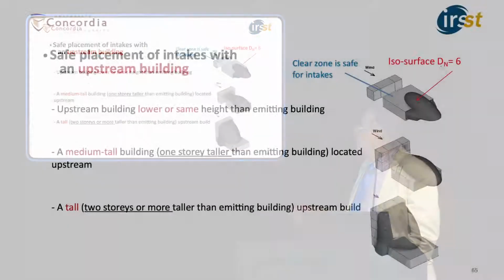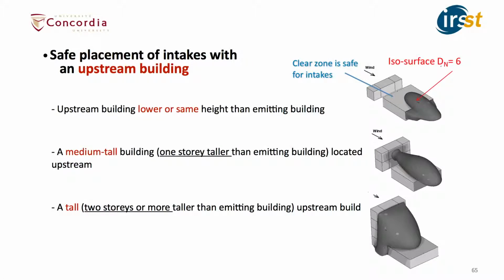So if we have this kind of iso contour here, iso surface with 6 there, then of course here is a clear zone, here is the dangerous, if you like, zone, so I'm trying to avoid whatever I have here. So I have, let's say, this main wind direction, I have a building here which is equal height, okay, and this is the situation. Now I know what to do as a practitioner, very easily. If I have a medium tall building, okay, so this is something that's, let's say, 1 story taller than the emitting building. These are all approximate guidelines. Then that's the situation, okay? So I have more restrictions here, but again, I can see what I have.